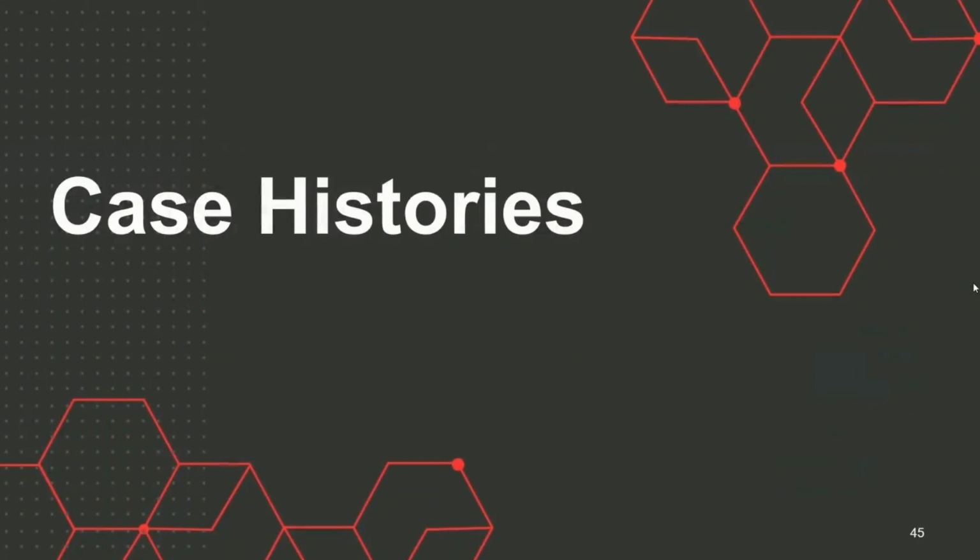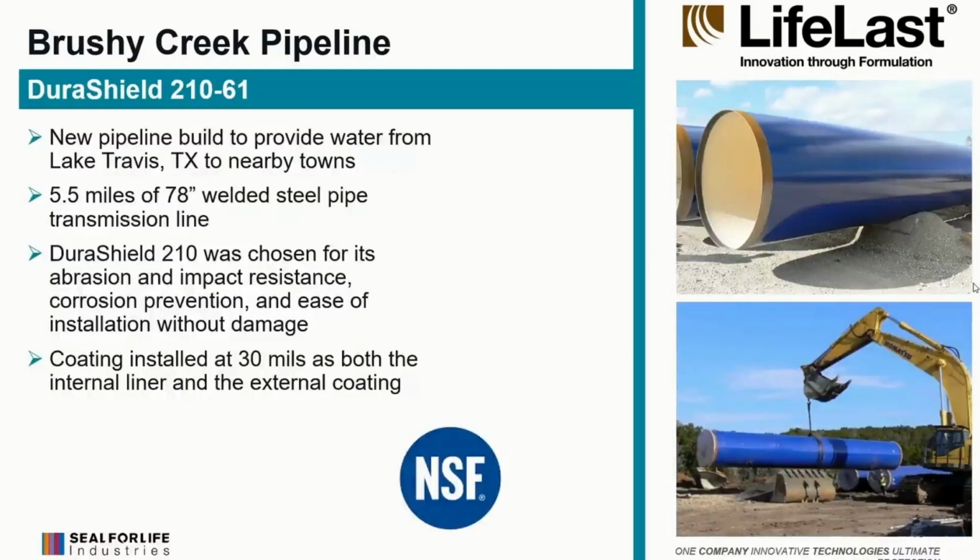Now we'll just get into some case histories quickly for you guys, just to give you an idea of where it's used. There's a pipeline in Texas, 5.5 miles of 78-inch welded steel pipe. You can see they're not concerned. They basically wrap the pipe in a chain and use a backhoe to move these things into place. That's how highly abrasion resistant these products are. We show some with a 4-inch dent in the side of a pipe that was still holiday free. Of course, they couldn't use it because of the dent, but that just shows the flexibility of the product.